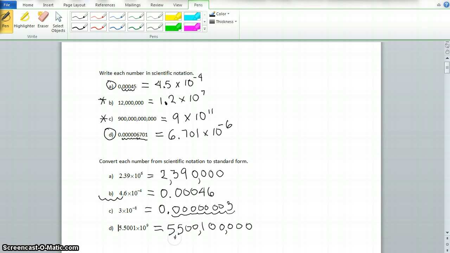Just like that. So it's not rocket science. Scientific notation, a lot of students have seen it before. Maybe they haven't done the conversions, but that's how you do it.